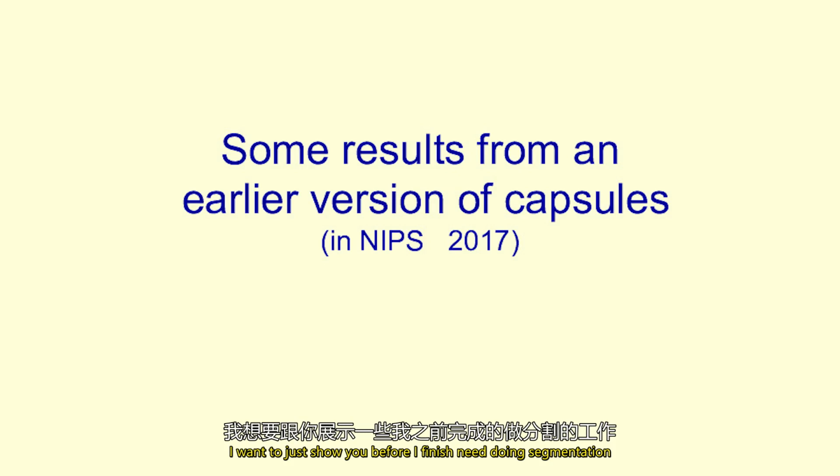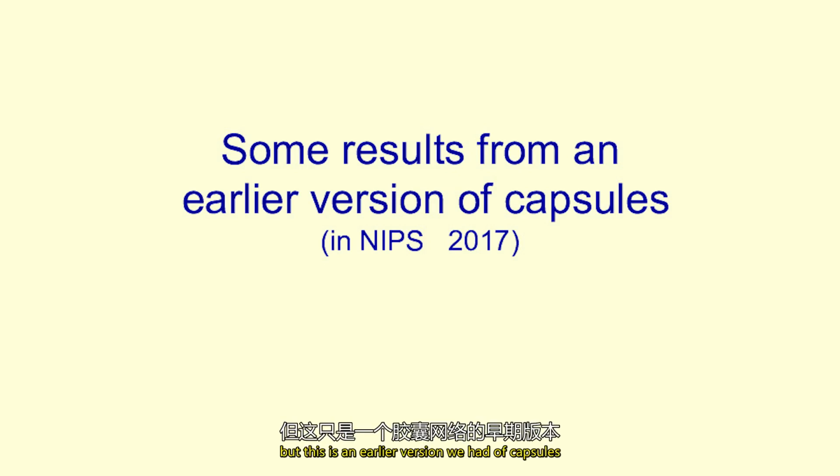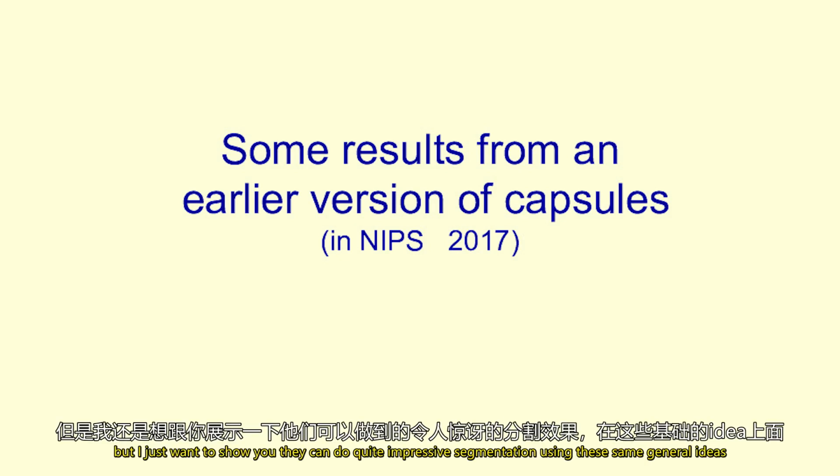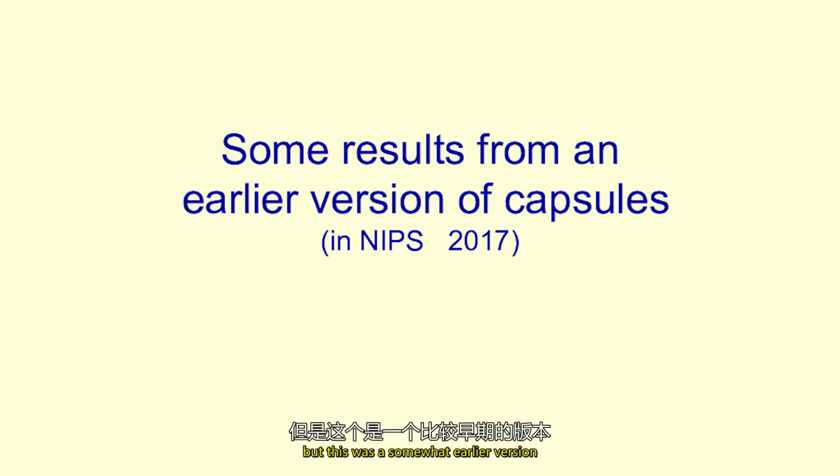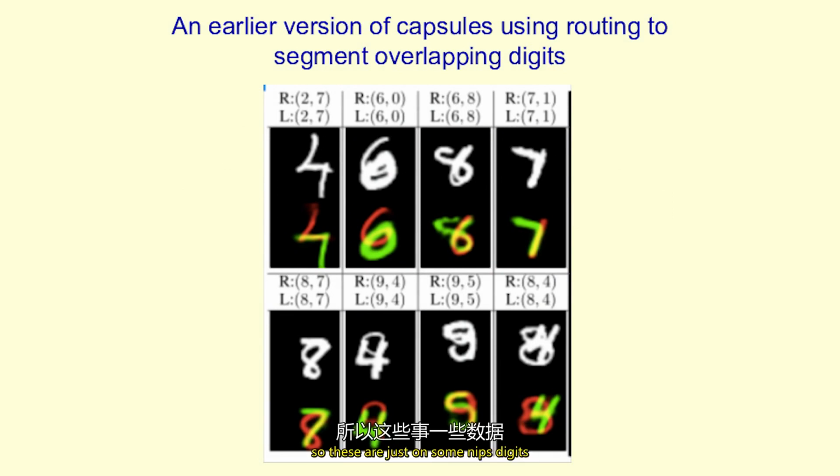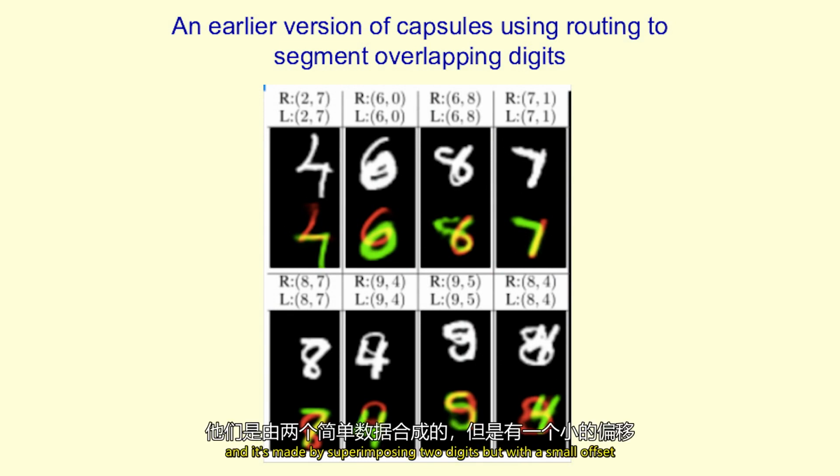I want to just show you, before I finish, it doing segmentation. But this is an earlier version we had of capsules. I just want to show you that it can do quite impressive segmentation using these same general ideas. But this was a somewhat earlier version that works in a slightly different way. So these are just on some NIPS digits.